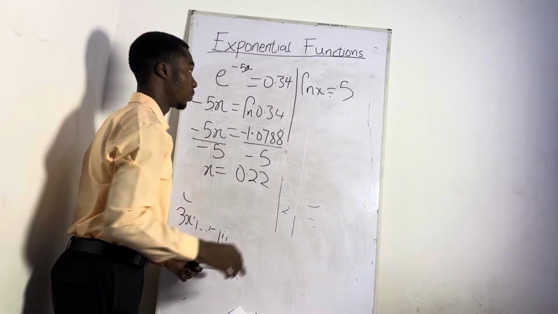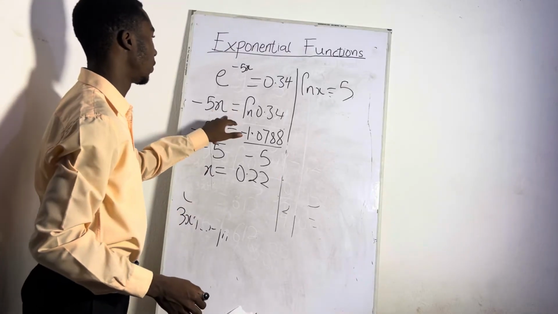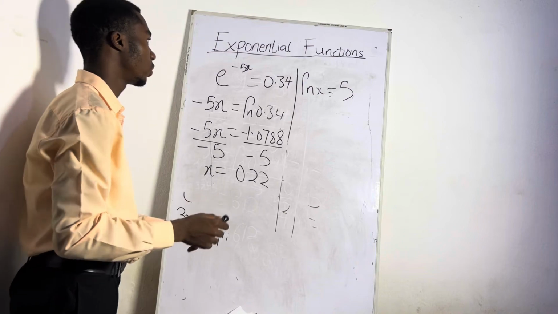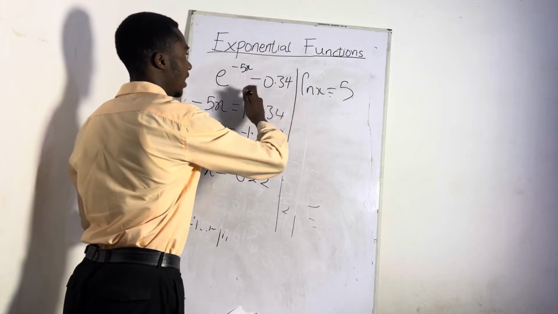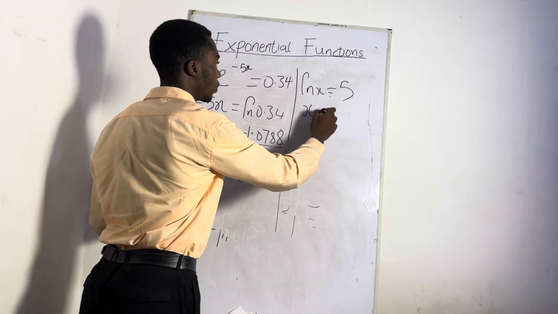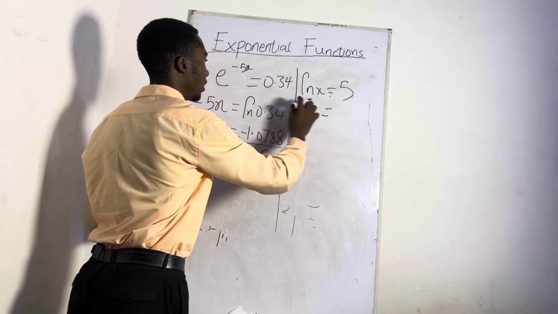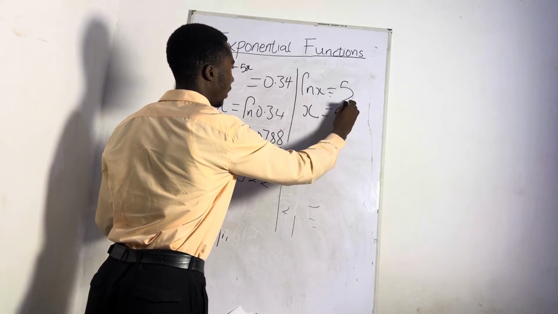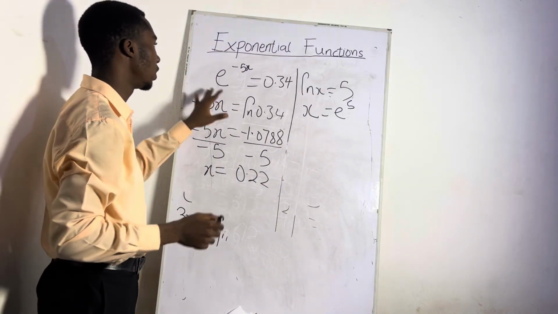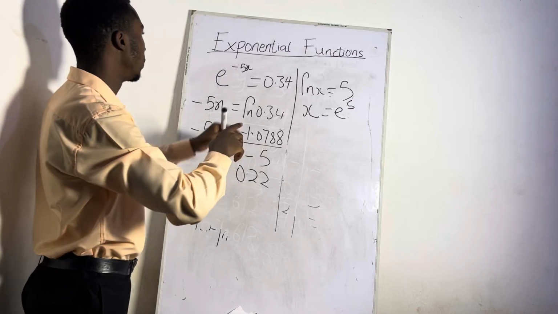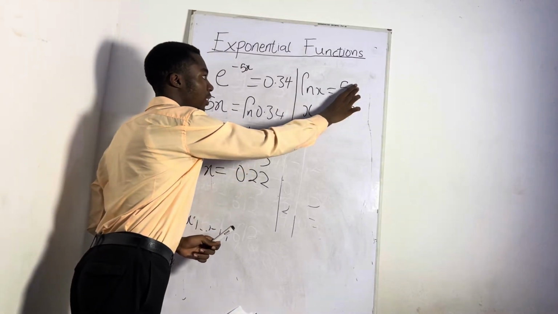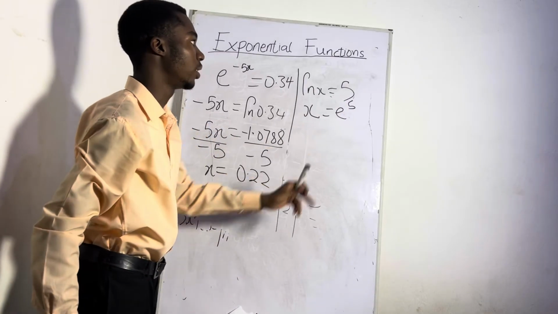Now let's go to this one. This one is the opposite of the previous one. You have ln x is equal to 5. There's no e there. So if I want to solve this, I just take the ln away. It will be left with x is equal to e exponent 5. It's just the opposite of this. In the previous one, there was no ln. You introduced it, then you brought the negative 5x down. But in this one, you have the 5 down there, so you bring it to the top, then bring the e.